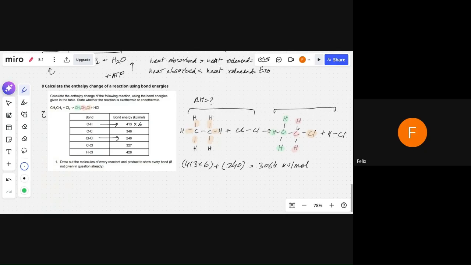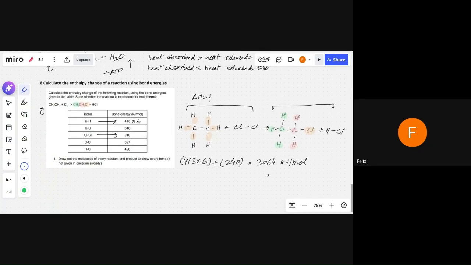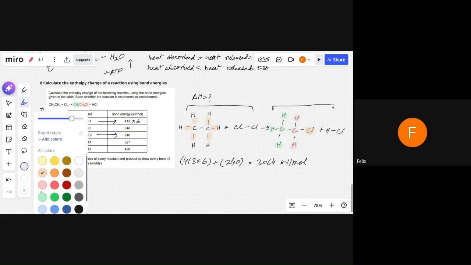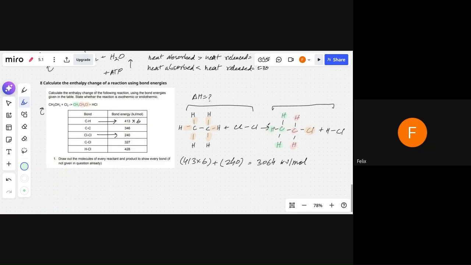You can pause this video and calculate the enthalpy for the product side, and see what you get, right? So how many carbon hydrogen bonds do we have on this side? 1, 2, 3. Let me just highlight these again. So 1, 2, 3, 4, 5. So it is going to be 413 times 5 for the products.